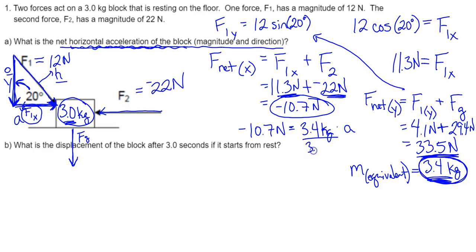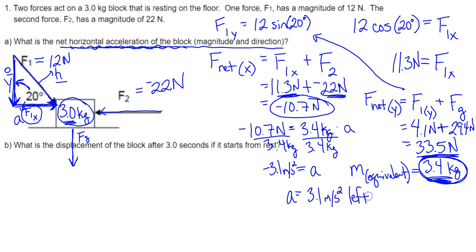So if we divide both sides by 3.4 kilograms, we get an acceleration of negative 3.1 meters per second squared, which means that it's 3.1 meters per second squared to the left. So we could say that the acceleration is 3.1 meters per second squared left. Okay? So that takes care of part A. Part B, what is the displacement?